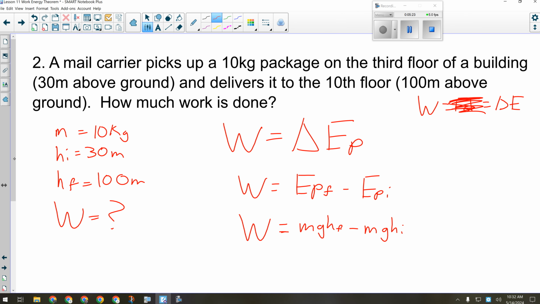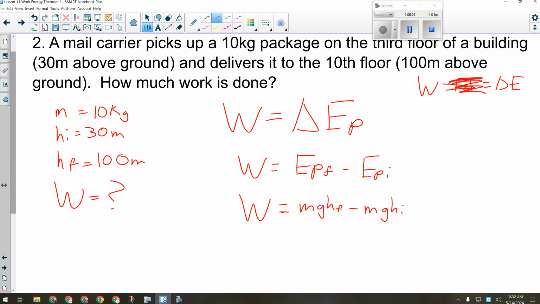I'm going to actually calculate the final answer to this question, which is the work the person carrying the box is going to have to do. 10 kilograms times 9.81 times 100 meters, so that's the first part, minus 10 times 9.81 times 30 meters. Okay, everybody all right with that?